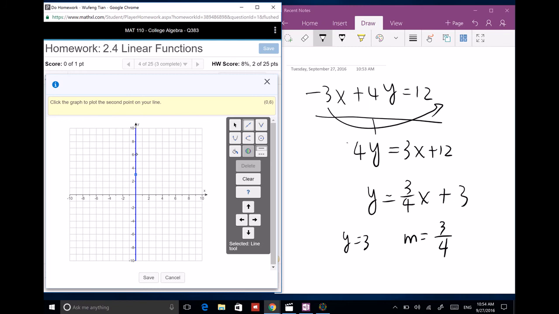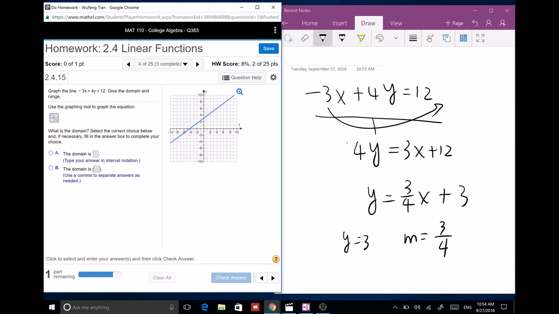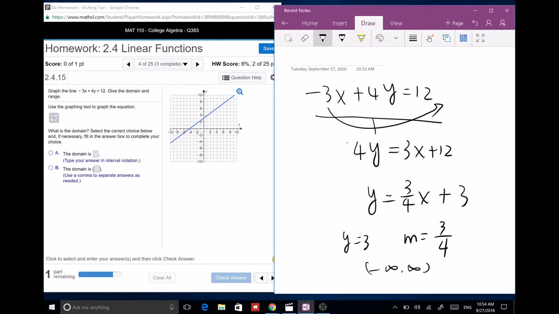Rise 1, 2, 3, 4 and run 1, 2, 3, 4. The domain is negative infinity to positive infinity because there is no denominator and no square root. The range is negative infinity to positive infinity.